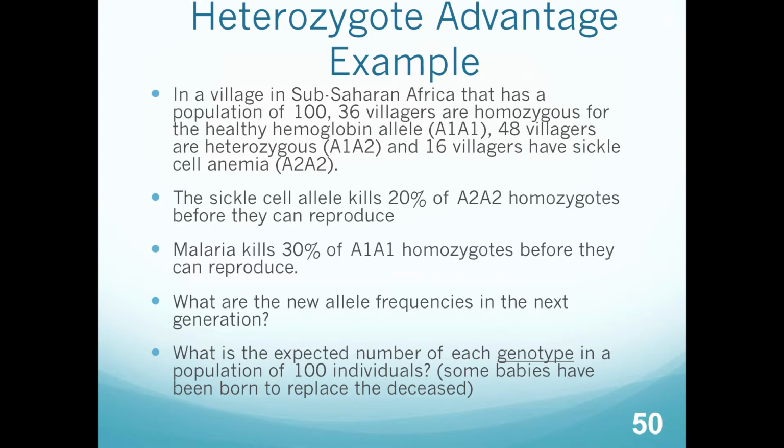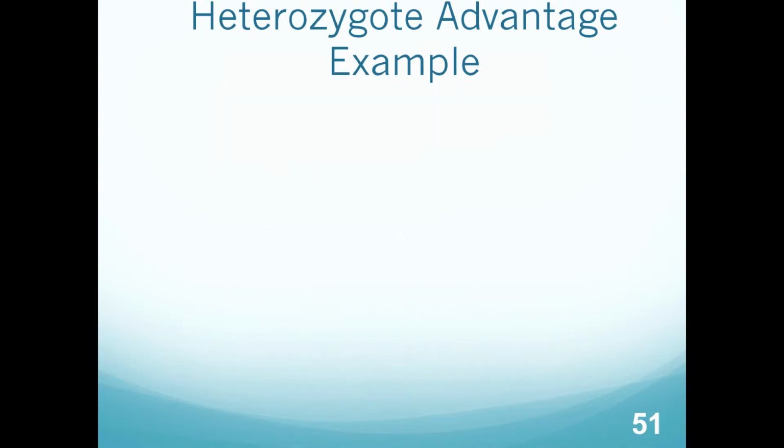And again, the sickle cell anemia kills 20% of them, but now we've added selection on the other side of the equation, where malaria is killing 30% of the A1A1 homozygotes before they can reproduce. So what will be the allele frequencies in the next generation? And what is the expected number of each genotype in the population of 100 individuals?